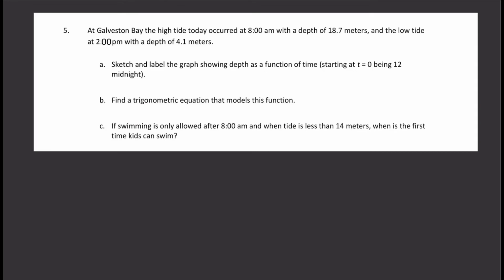Here's another example of a periodic function. Galveston Bay, the high tide today occurred at 8 a.m. with a depth of 18.7 meters, and the low tide at 2 p.m. with a depth of 4.1 meters. Sketch and label the graph showing depth as a function of time.